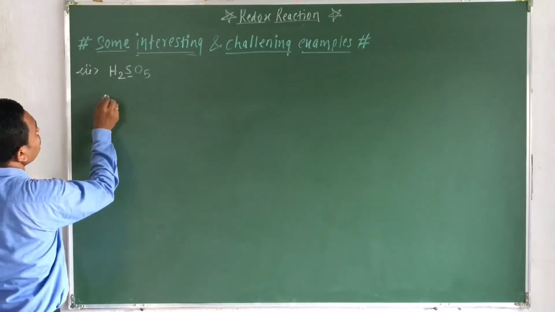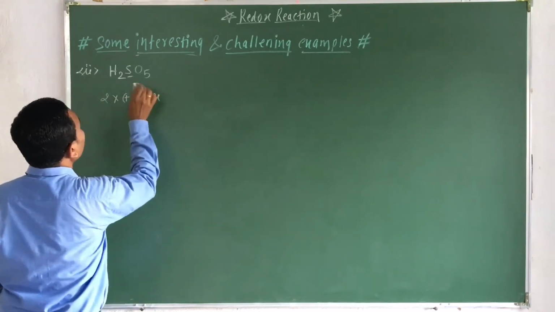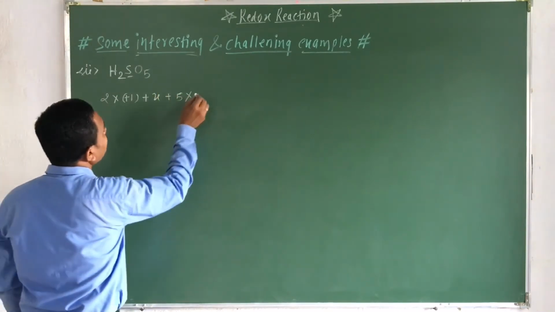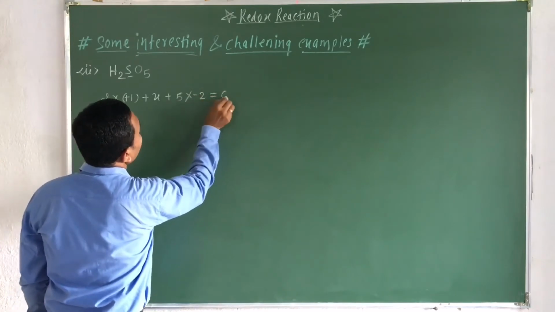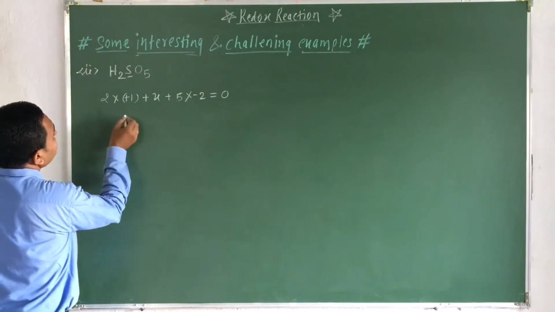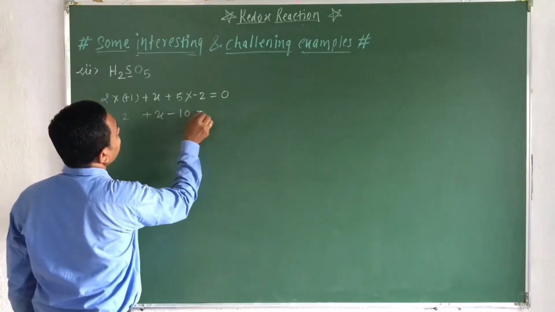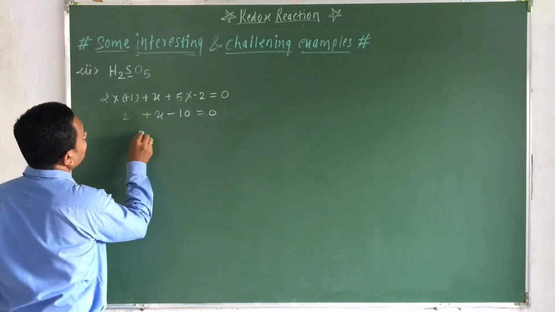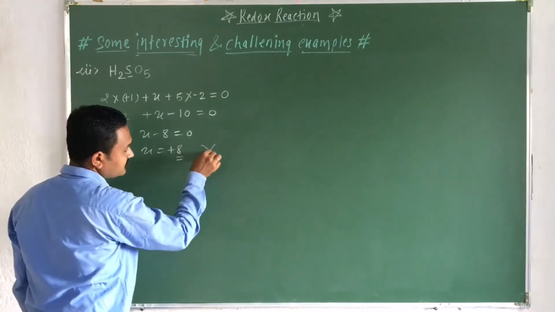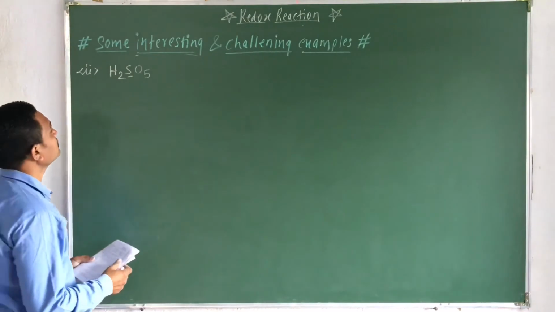That is 2 into plus 1 for your hydrogen atom, X for your sulfur atom, plus 5 into the oxidation number of oxygen atom, which is -2, equals 0. Now let us do simple mathematical calculation, that is plus 2 plus X minus 10 equals 0. Therefore X minus 8 equals 0, therefore X will be equal to plus 8, which is a wrong answer. Before considering the structure, let us start with this solution.